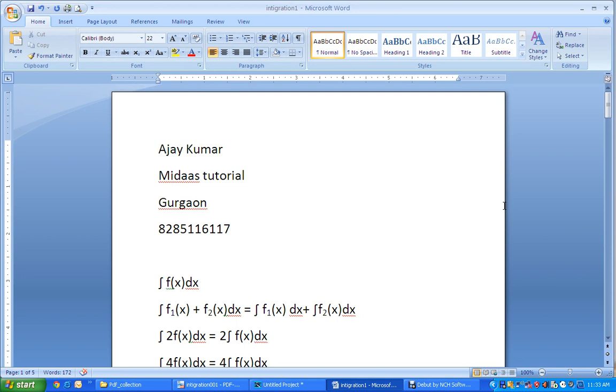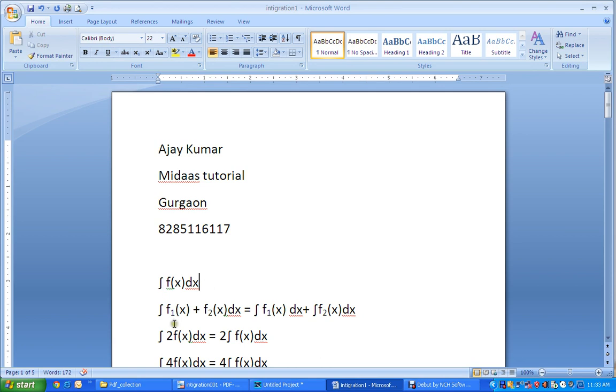Now I will teach you basic integration today. This is the sign for the integration. We write here integration f(x) dx, which means we are integrating the function of x. Correct, we are integrating the function of x.